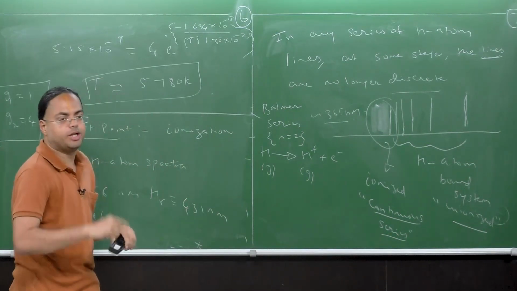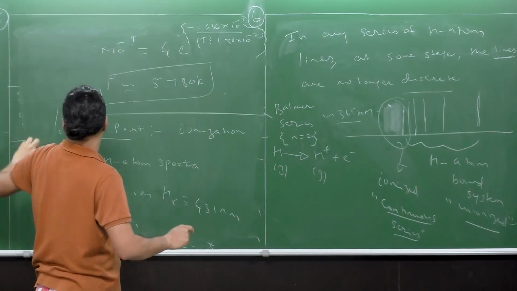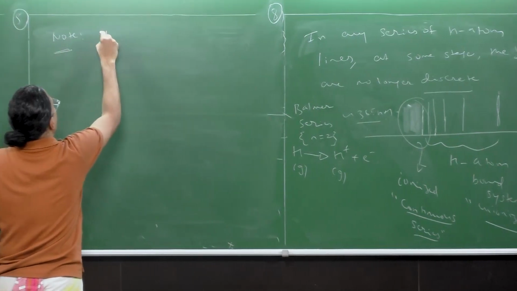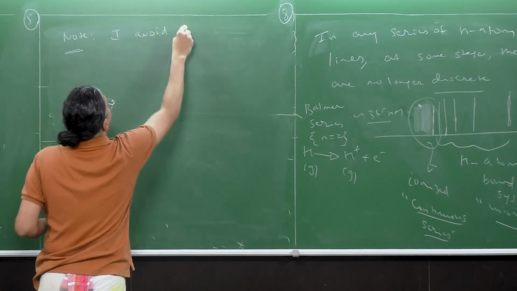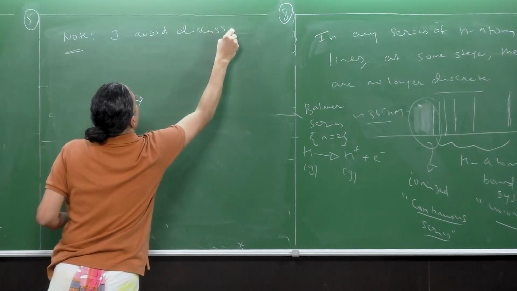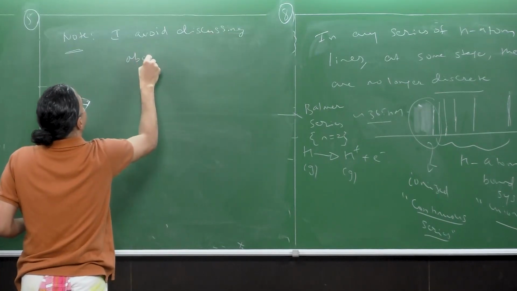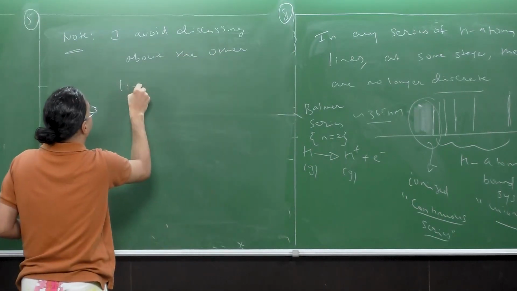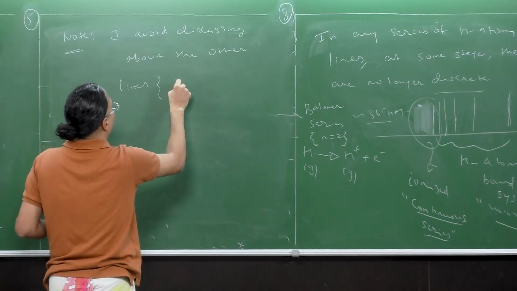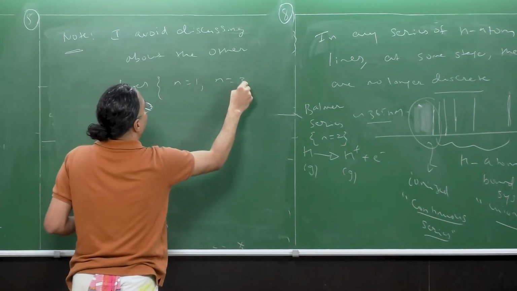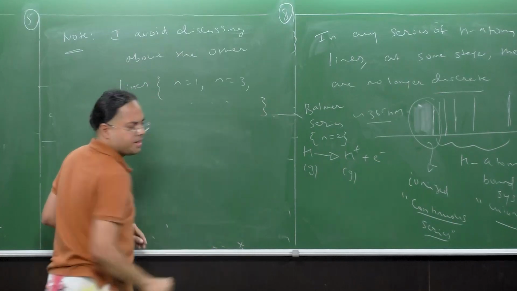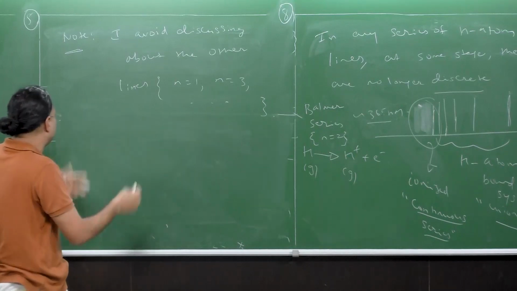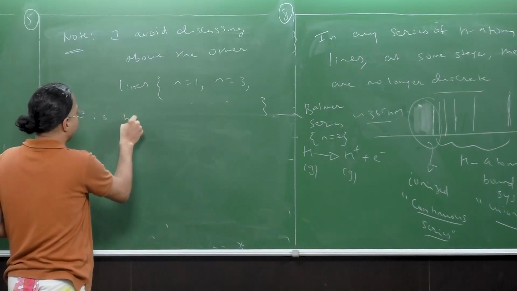Before I proceed further to the next topic, I'll tell you one quick point about what I'm not saying. I avoid discussing the other lines starting from n equals 1, n equals 3, etc. Okay, right? I avoid these lines because you've already seen a lot of these lines in your class 11, 12th.